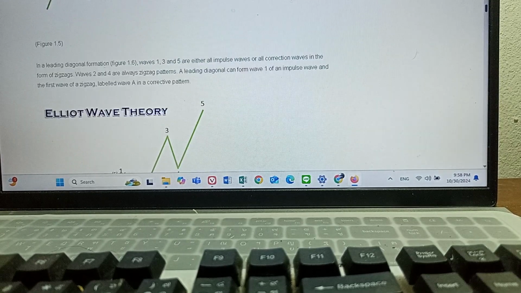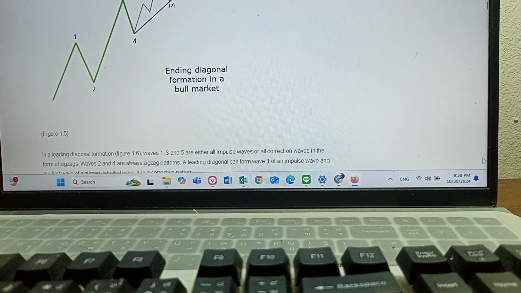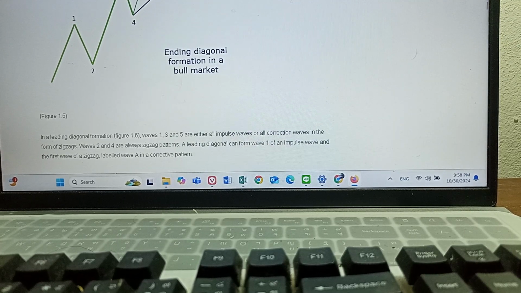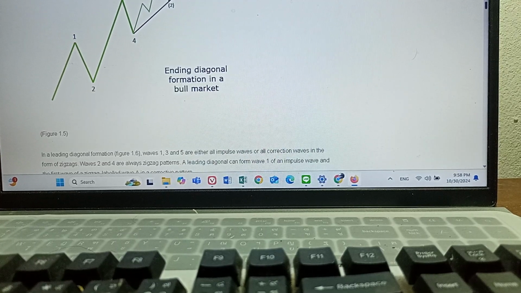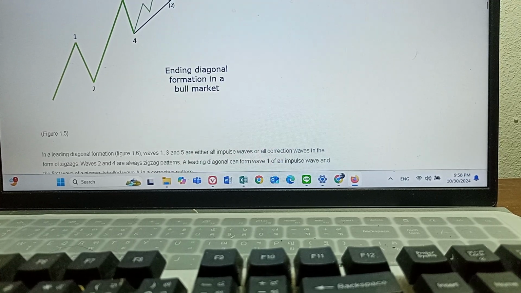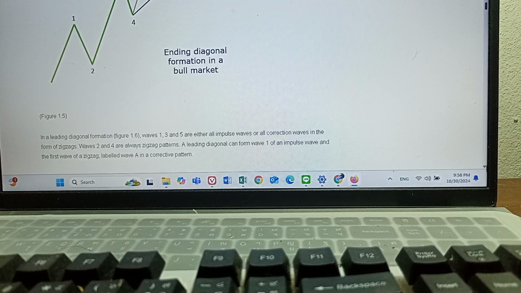Figure 5. This is figure 5. Figure 5. Figure 5.